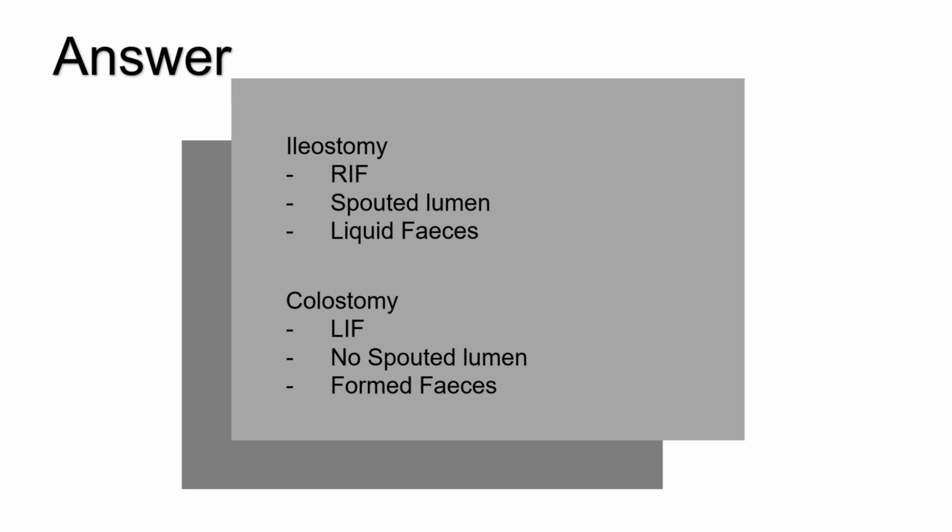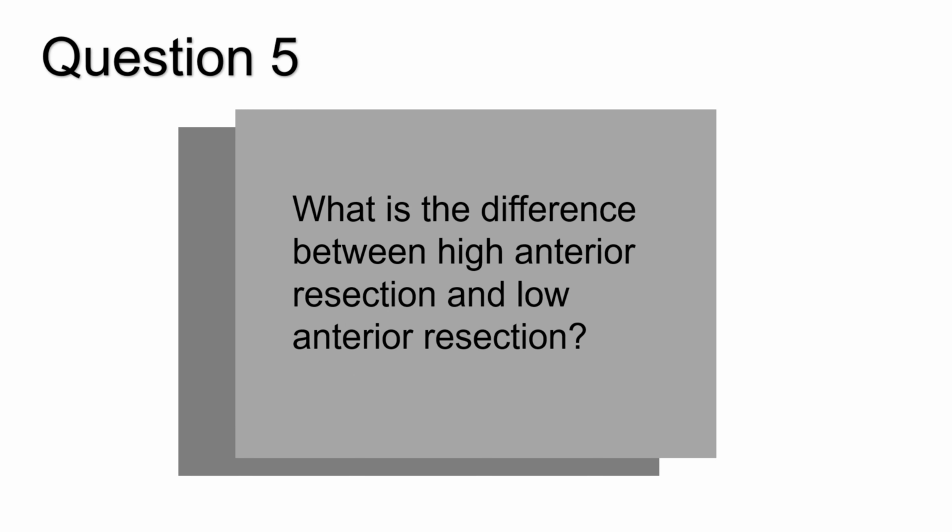All right, let's have a look at the answer. So an ileostomy most commonly occurs on the right-hand side. There is a spouted lumen and it often contains liquid feces, in comparison to a colostomy bag, which is found on the left side with no spouted lumen and often contains formed feces. Question number 5. What is the difference between high anterior resection and a low anterior resection?